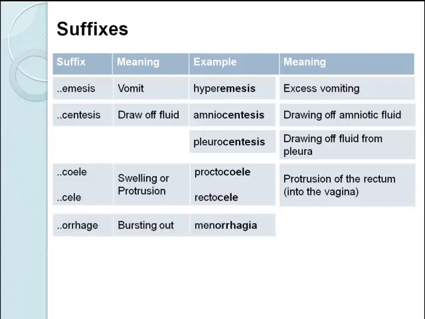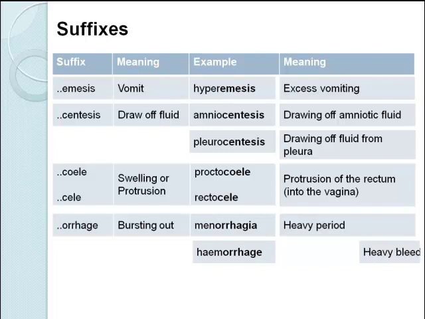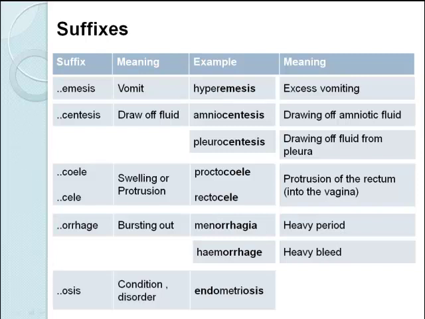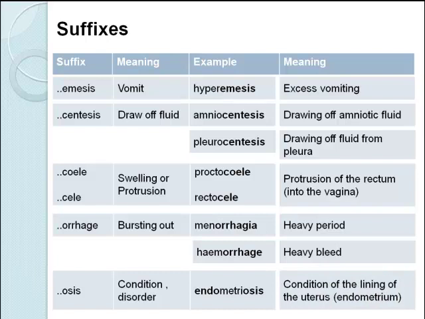Rrhagia, bursting out. Menorrhagia, bursting out of menses. Sounds horrible. Better way of saying it, heavy period, but very heavy periods. Another term, hemorrhage. Well, that would be bursting out of blood, otherwise known as a heavy bleed. If someone's hemorrhaging, they're losing a lot of blood. Osis means condition or disorder. So endometriosis is our disorder of the inside of the uterus, or a condition of the lining of the uterus, the endometrium.